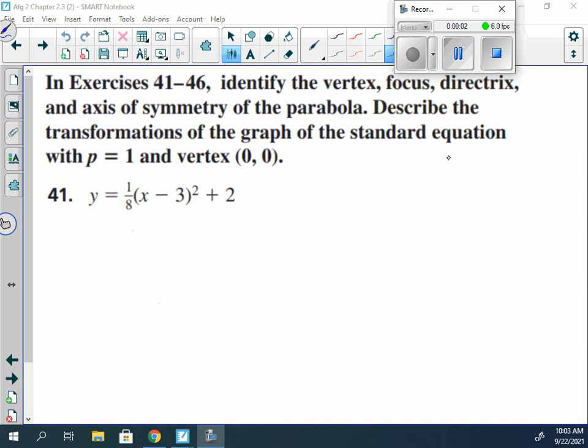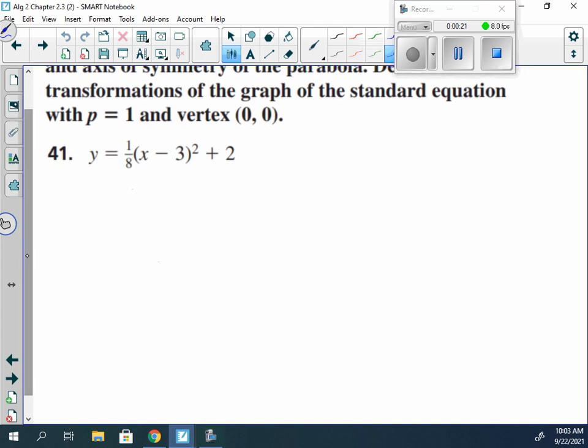We have 4 problems that we're going to look at, and then we are done with 2.3. Really all of 2.3. Now what we're going to do is identify the vertex, focus, directrix, and axis of symmetry of the parabola. We're not going to worry about describing the transformation.